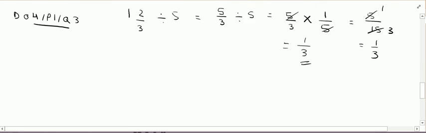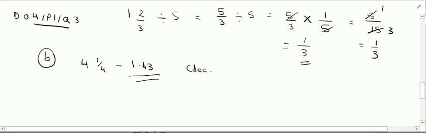The last part that I have to solve in this video is part B of December 2004, paper 1, question 3, which says 4 1 over 4 minus 1.43. You have to subtract 1.43 from 4 whole 1 over 4, giving your answer as a decimal. The answer must be expressed as a decimal. So let's first convert this 4 whole 1 over 4 into a decimal. 1 over 4 is 1/4, so basically 0.25.